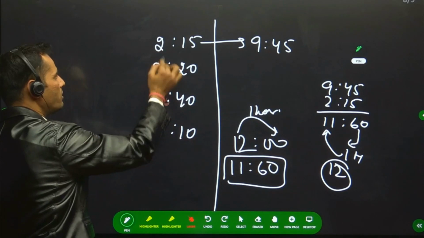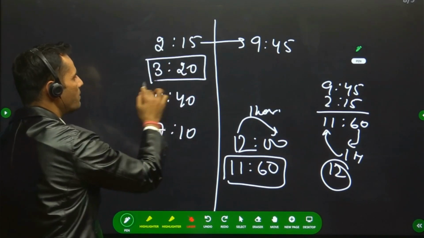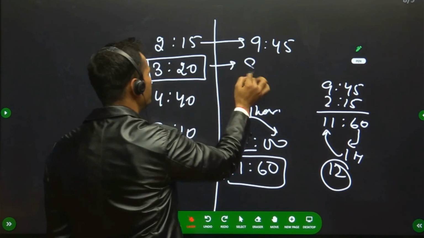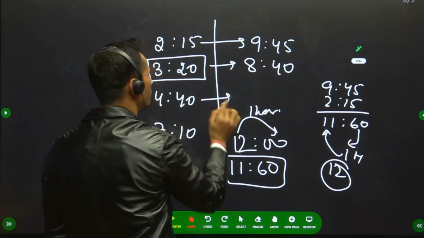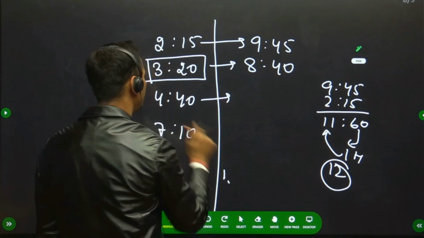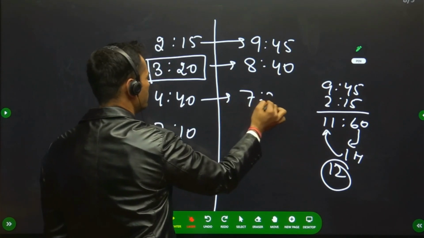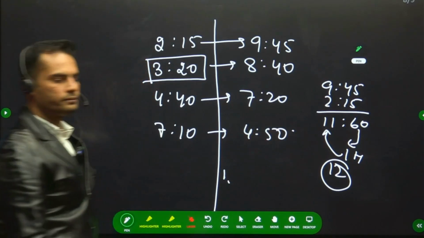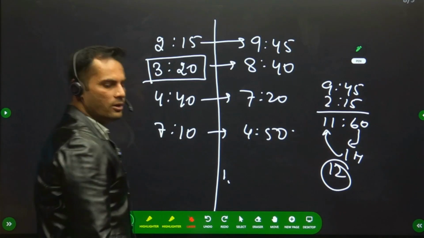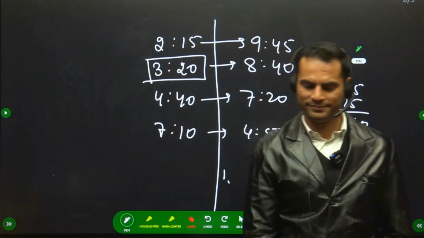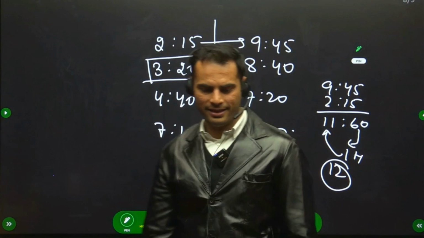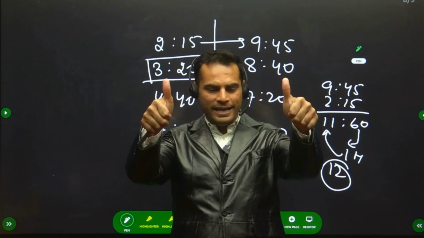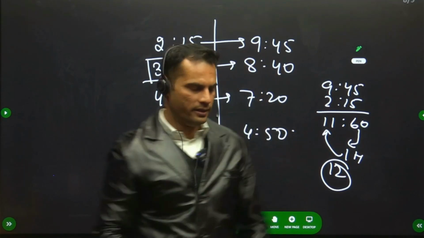So what you have to do is simply subtract the given time from 11:60. If you subtract 3:20 from 11:60, you will get 8:40. If you subtract 4:40, you will get 7:20. If you subtract 7:10, you will get 4:50. I hope you have understood. If understood, just give me a thumbs up. Great. Perfect. I applaud. Great.